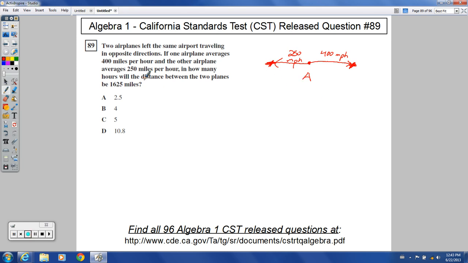In how many hours will the distance between the two planes be 1625? And so if we look at this, this is 1 hour right here. How far apart would they be in 1 hour? Well, that distance would be, if we just add these two numbers together, we'd have 650 miles. That would be in 1 hour. So if we take that times 2, we would have 1,300.